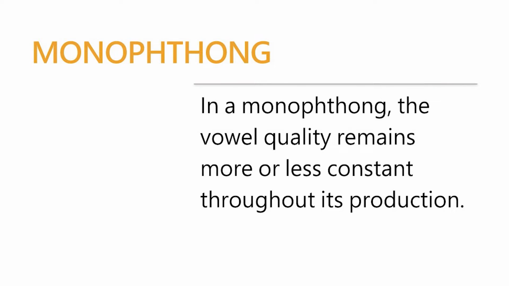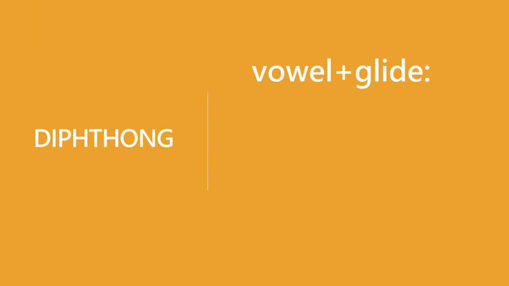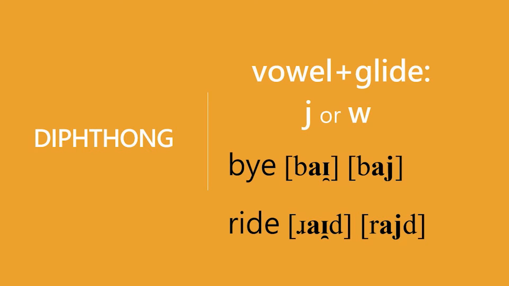A monophthong is a simple vowel. The quality of the vowel remains more or less the same throughout its production. But the diphthong is a vowel that is a sequence of two vowels, and the quality of the vowel changes throughout its production. Usually, it's a combination of a vowel and a glide, like ya or wa. For example, "by," you could transcribe it like this, or "ride," as some people do, like "right." So you see the ya sound is a glide.